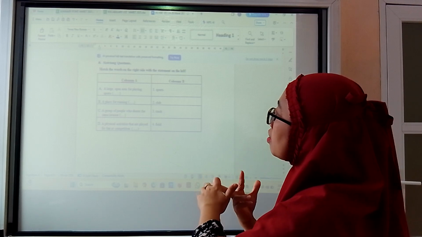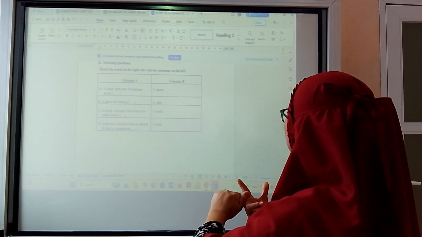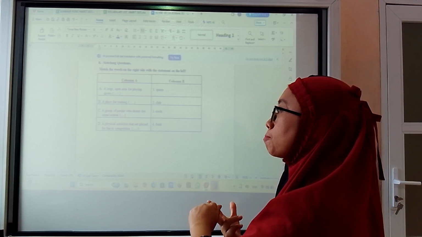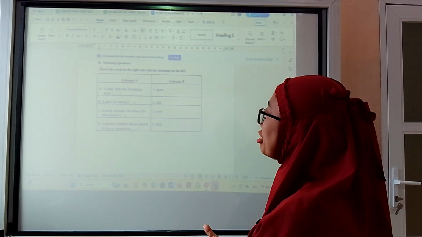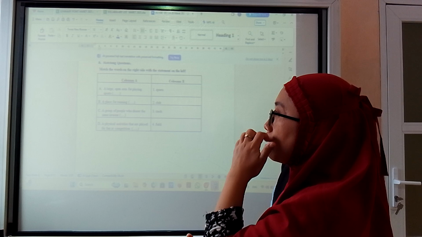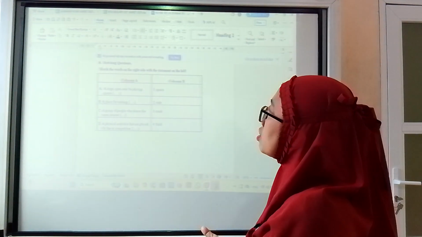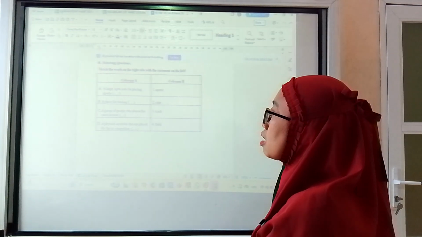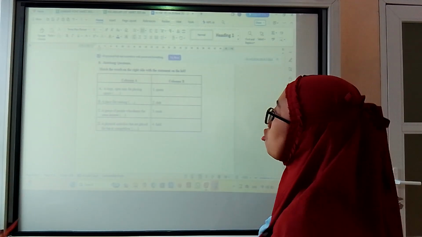gymnastics, and also table tennis, volleyball, and then also running, and the last is softball.